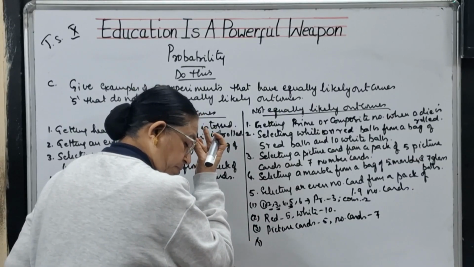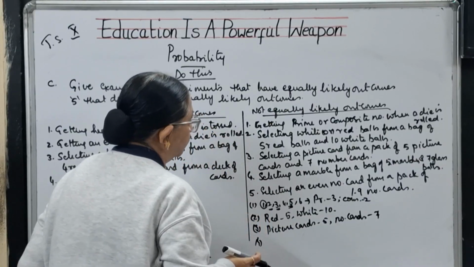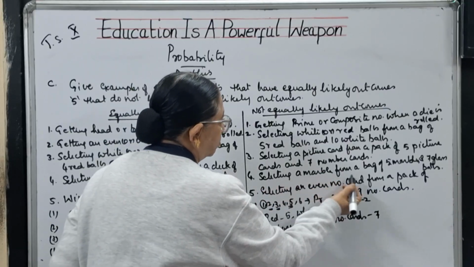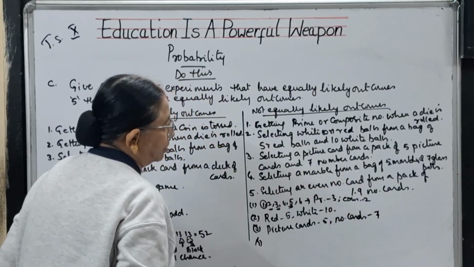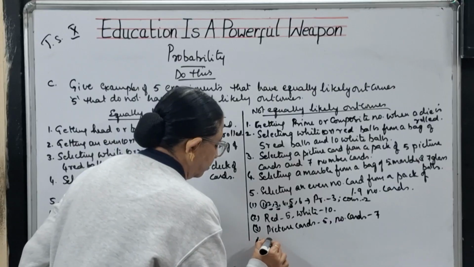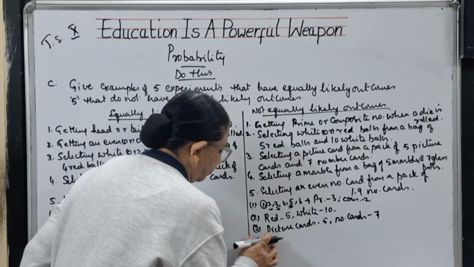And when you talk about the fourth one, selecting a marble from a bag of 5 marbles and 7 glass balls. So marbles are 5.